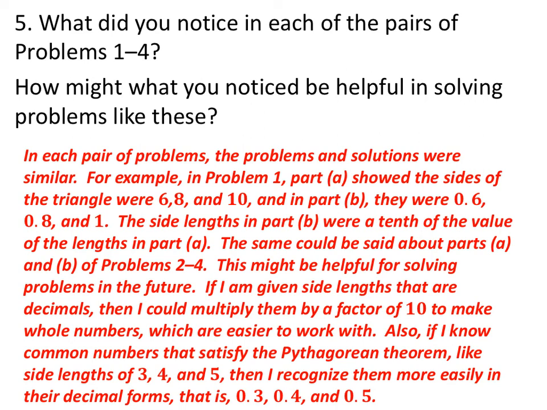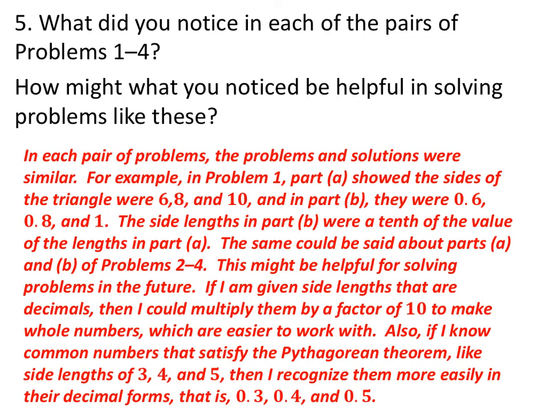In each pair of problems, the problems and solutions were similar. For example, in problem 1, part A showed the sides of the triangle were 6, 8, and 10. And in part B, they were 0.6, 0.8, and 1. The side lengths in part B were a tenth of the value of the lengths in part A. The same could be said for parts A and B of problems 2 through 4. This might be helpful for solving problems in the future. If I'm given side lengths that are decimals, then I could multiply them by a factor of 10 to make whole numbers, which are easier to work with.